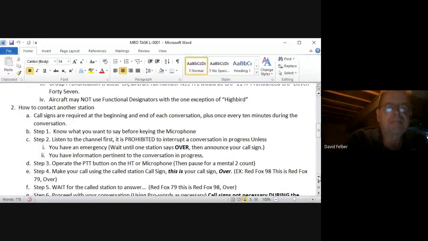And push the talk button. Operate the push to talk button, then wait for a count of 2. Sometimes it takes these radios a few seconds to key up. And if you don't do that, it'll cut off the first second or 2 of your conversation.